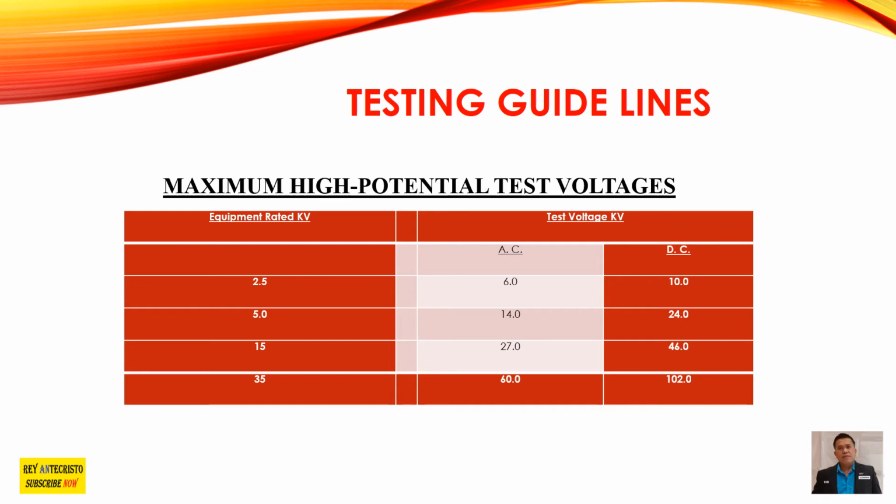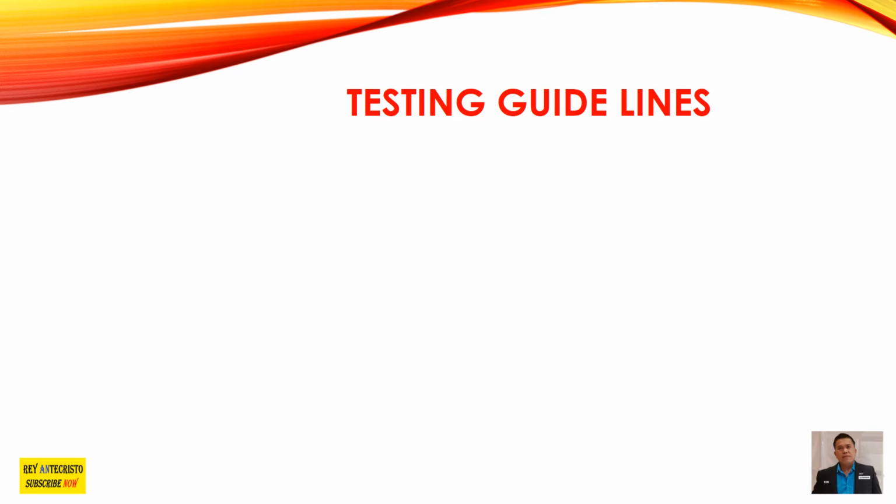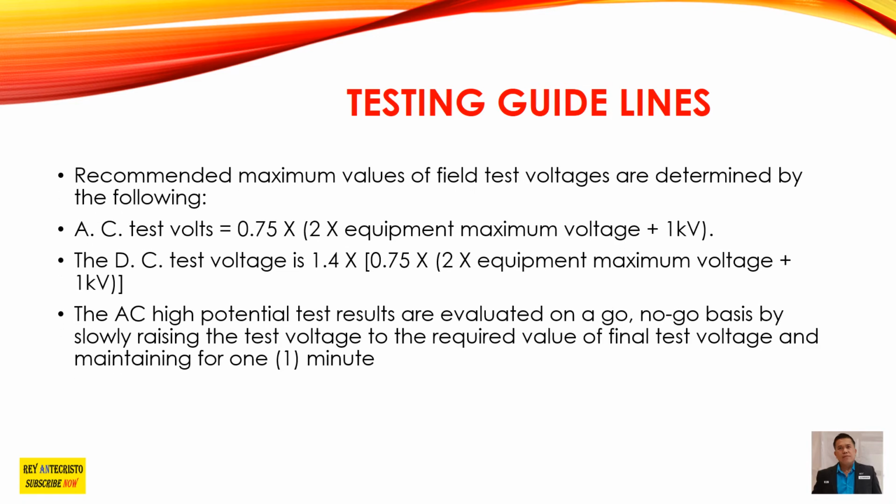So, 2.5 kV, that is equipment rating. And then, the test voltage naman, nandito yun siya sa kabila. So, 60, 6, 10, 14, 24. So, yun yung guidelines natin. Okay, guys? And also, there is how to calculate. Recommendation maximum values of field test voltage are determined by the following. So, ito yung paano ka mag-compute.